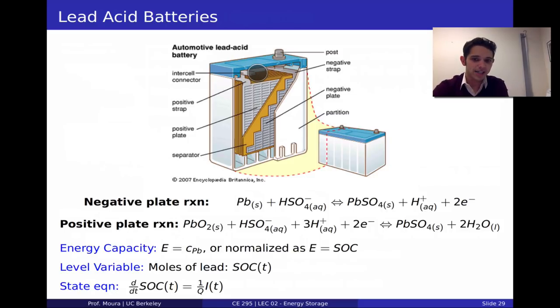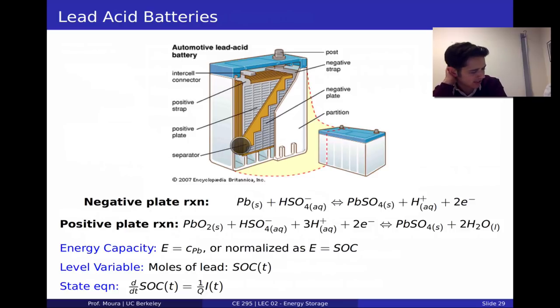So here's a lead acid battery. What it's doing basically is on one side you have lead and sulfuric acid, and on the positive side that's combining with a lead sulfuric acid and water. And it's undergoing the reactions shown here. Now, the energy capacity is basically given by how much lead is on the negative side. Okay, and it's actually a liquid that's flowing back and forth. So that's what AQ means, stands for aqueous, that's flowing back and forth.